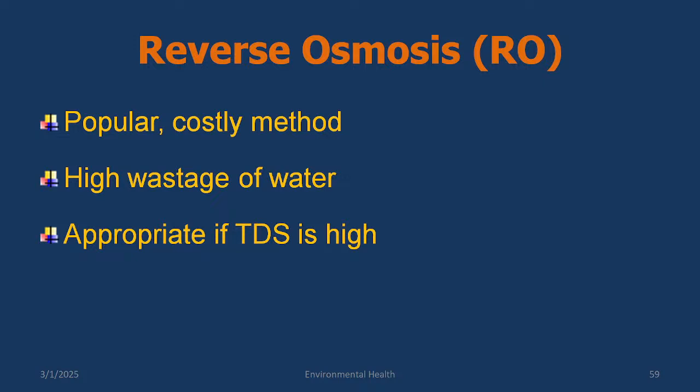And once you use RO, it becomes further lower, and then you are actually drinking soft water. Soft water is known to cause certain problems, especially functional gastrointestinal disorders. Not in everybody, but in people who are likely to get it. So that becomes a trigger for them. So a popular, costly method that causes a high wastage of water. If you have seen an RO, 4 parts of water get drained out and 1 part gets filtered in. It's both filter and disinfectant. And it's only appropriate if TDS is really very high.